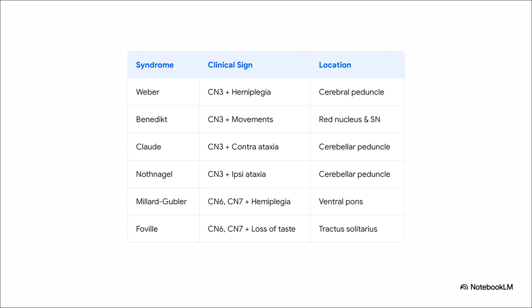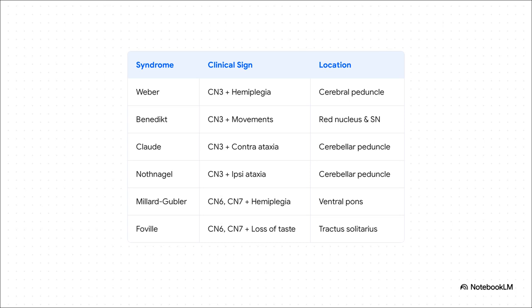Remember, a nerve is basically just a biological wire, and exactly where it gets pinched dictates exactly what your patient experiences. Now, looking at the slide, please do not overwhelm yourself by trying to memorize this entire table of fascicular syndromes, like Weber, Benedict, and Miller-Gubler all at once. Instead, I want you to recognize the classic board pattern here.